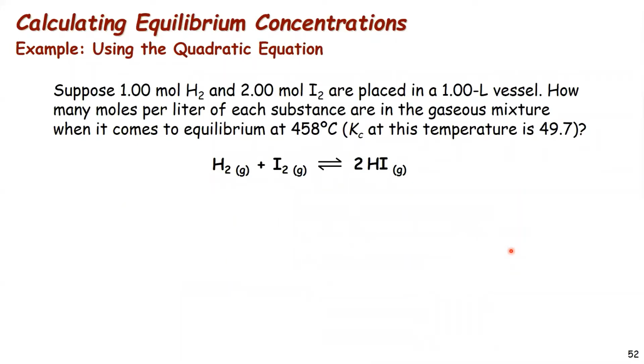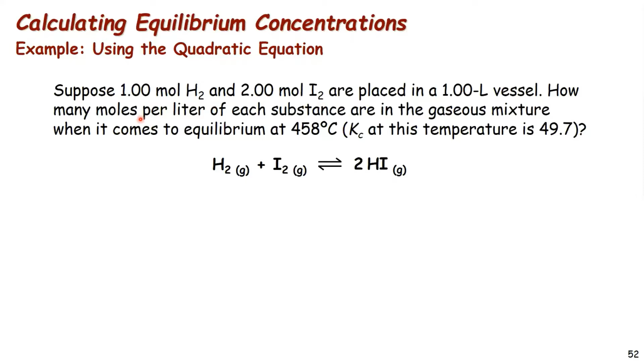Okay, let's try another example. Again, here we have a chemical reaction between hydrogen and iodine to form hydrogen iodide. We have starting concentrations. We have 1 mole of H2 and 2 moles of I2. They're both in a 1 liter vessel. So that means the molarities are just 1 molar and 2 molar, right? 1 divided by 1 is 1, 2 divided by 1 is 2. So there's our initial concentrations, 1 molar H2 and 2 molar I2.